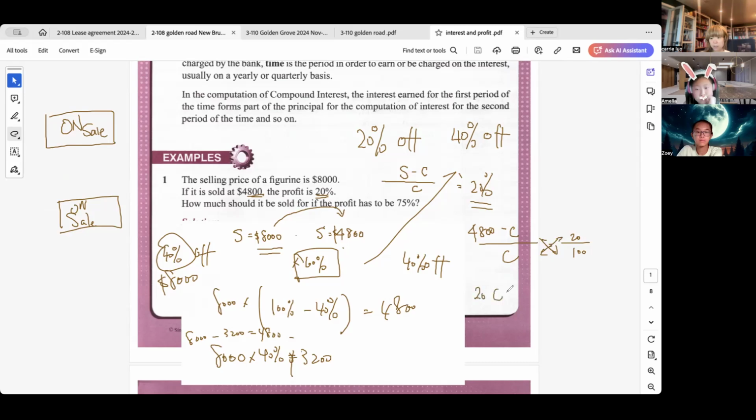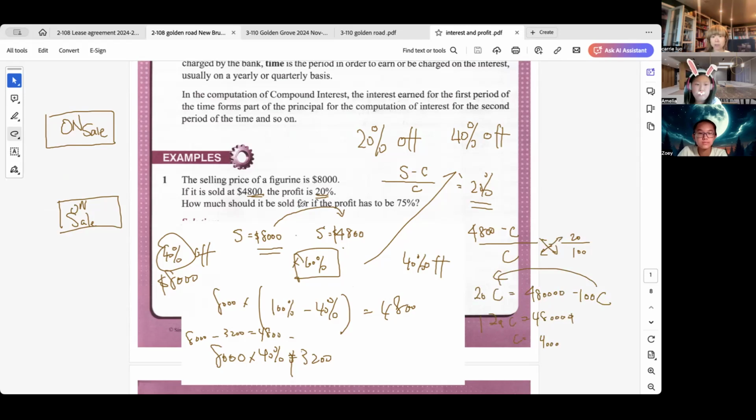So 20C equals 480000 minus 100C. We move it there, equals 120C equals 480000. So C equals what? 100 can be crossed out, equals 4,000. So the cost is 4,000.